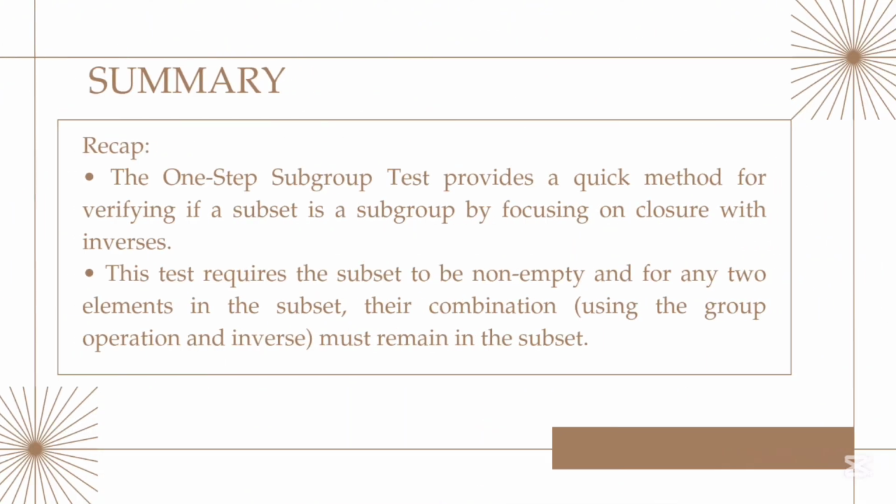In summary, the one-step subgroup test is a reliable tool to verify if a subset of a group is itself a subgroup. It's simple because it focuses on one primary condition, closure with inverses. Remember though that this test is especially useful when the group operation and subset align in a way that makes verifying closure straightforward. In cases with more complex operations, other subgroup tests might be necessary.